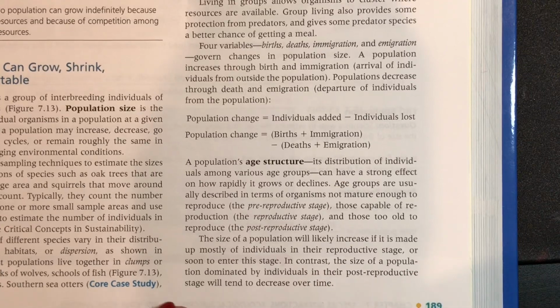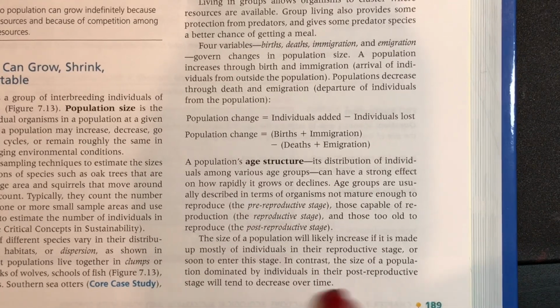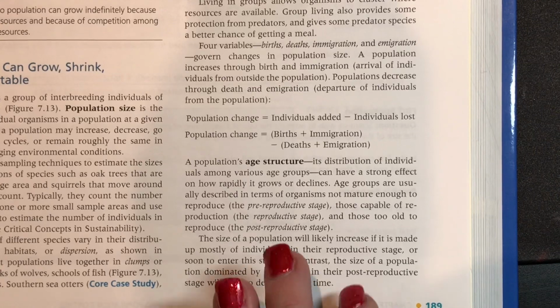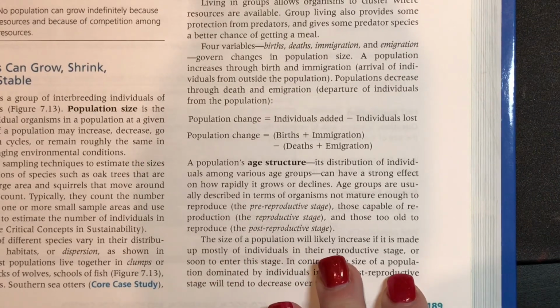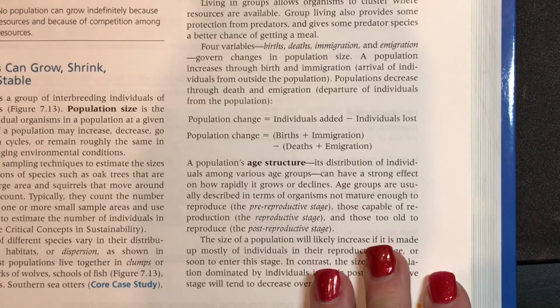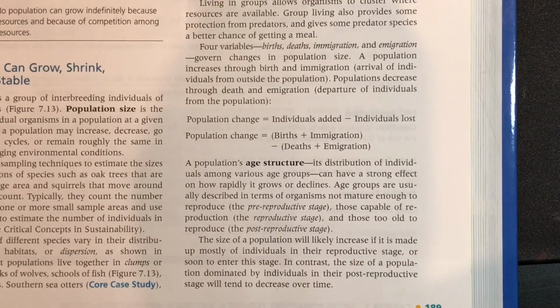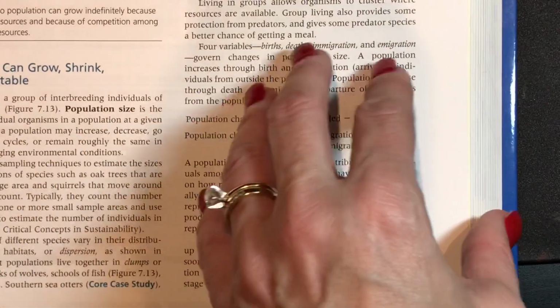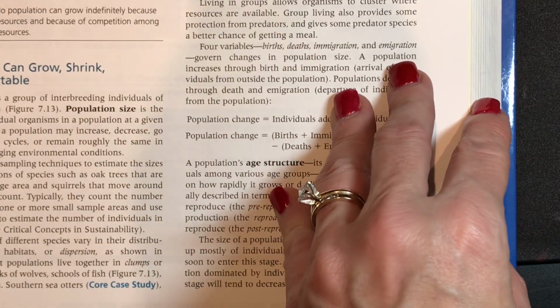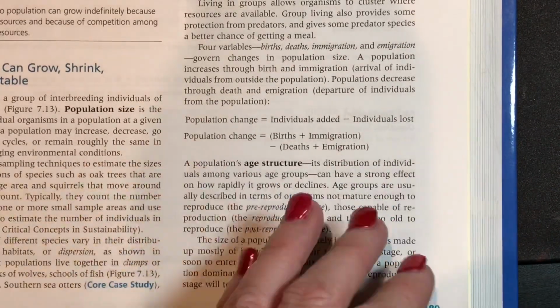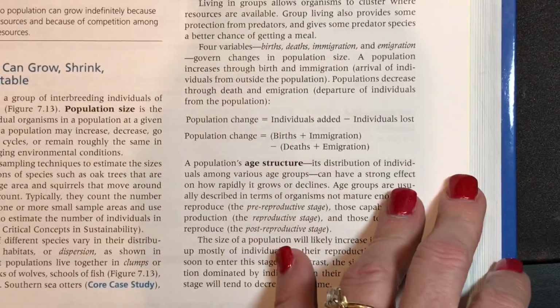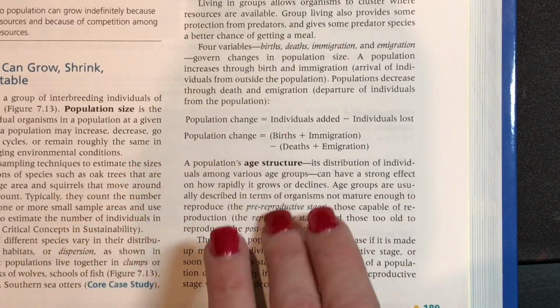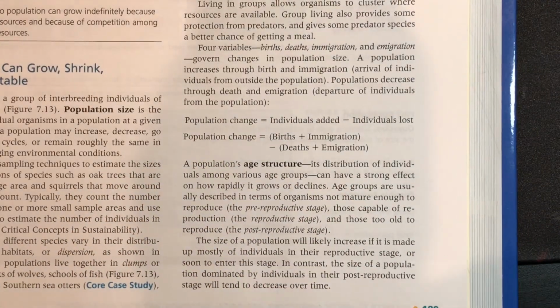In contrast, the size of a population dominated by individuals in their post-reproductive stage will tend to decrease over time. The classic examples of that in terms of countries are Japan and Germany. If you take a look in your packet, there is a four age structure diagram illustration that not only shows the 4 main shapes you need to know, but also lists sample countries that you can go ahead and tuck away in your head.